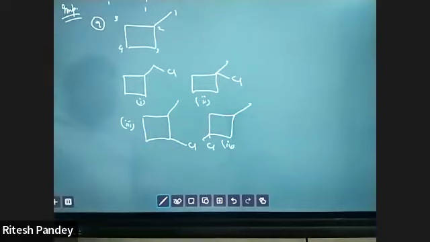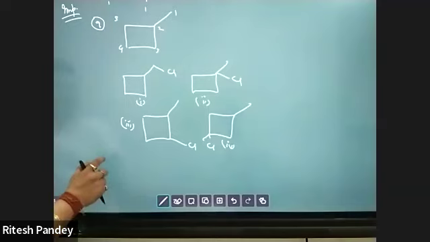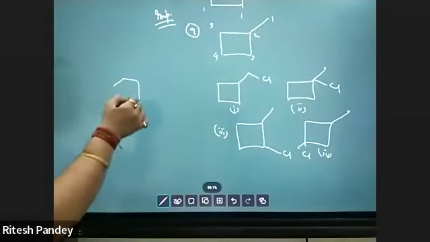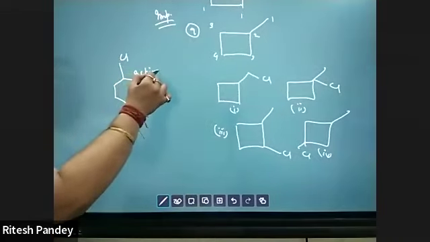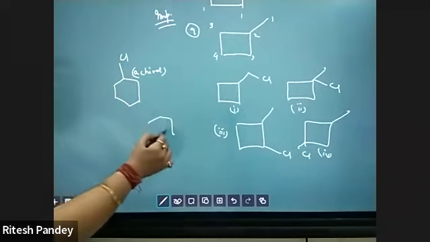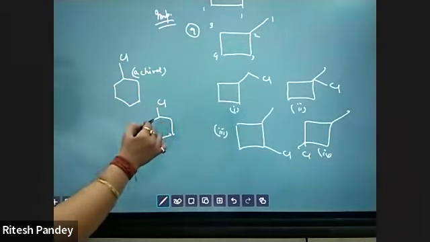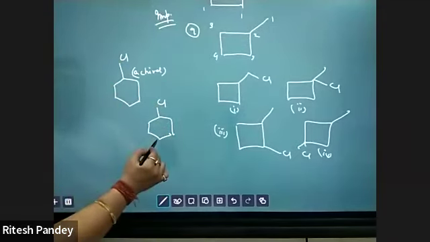How do you explain chirality here? This is achiral. I repeat, I did tell you in the past. You can't call this chiral. This is not chiral. It's going to be chiral if the journey clockwise and anti-clockwise is different. So if I have a methyl group here, then this becomes chiral. Remember this?